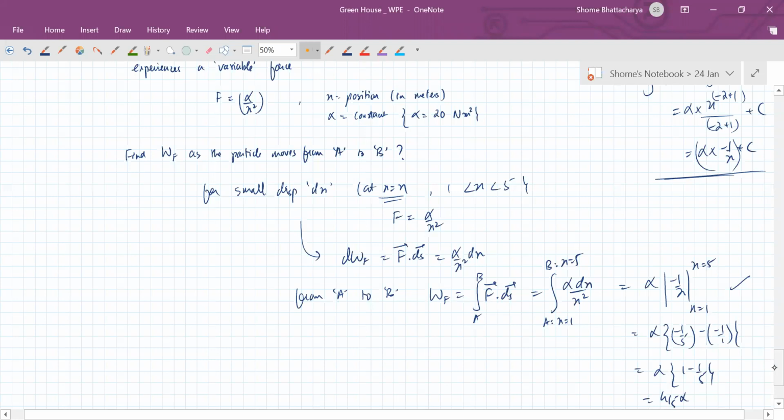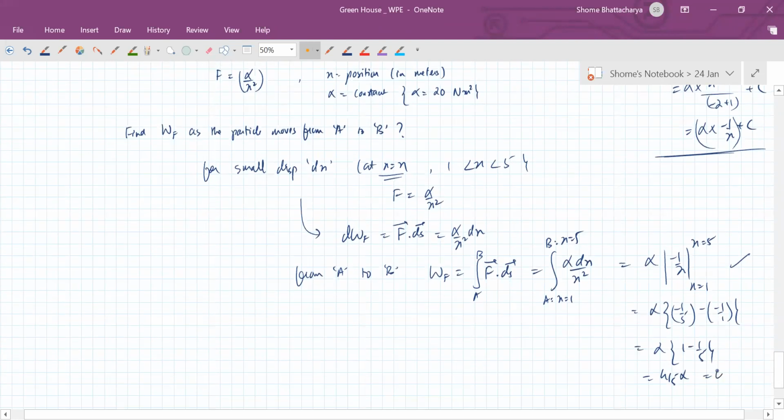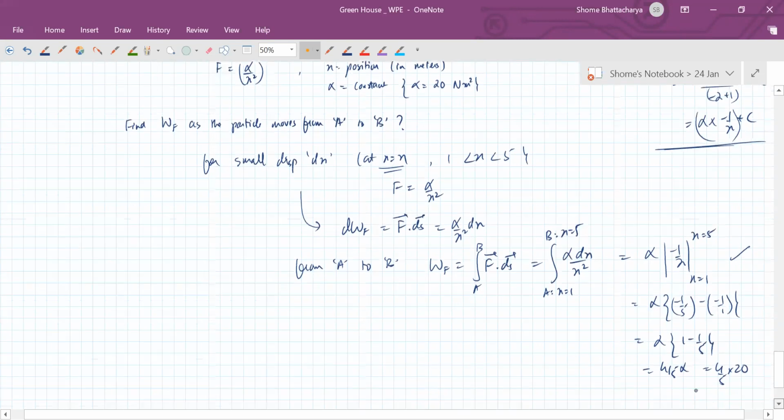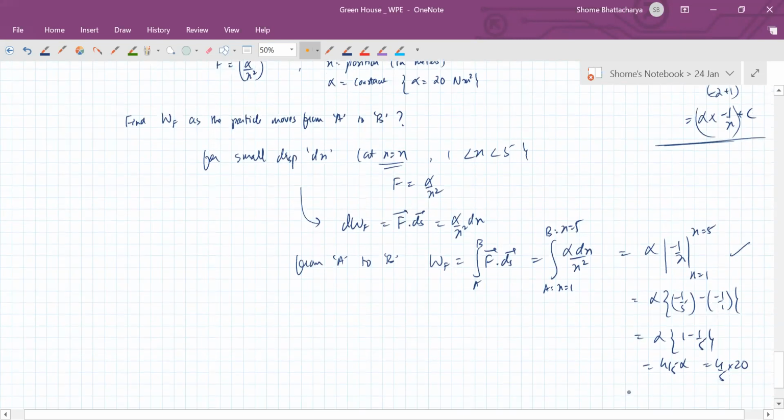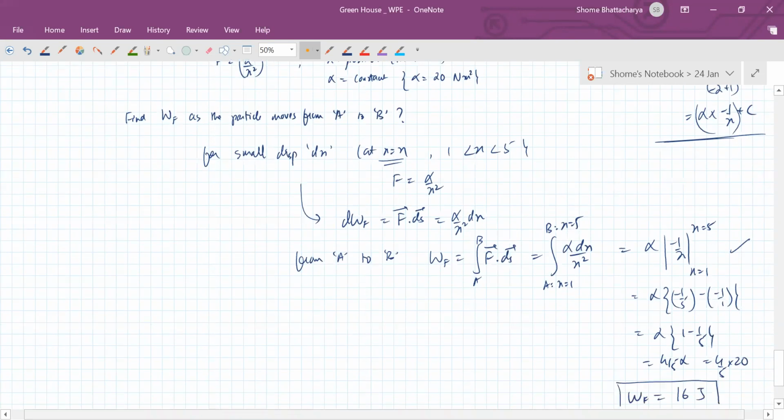Now alpha was 20. So 16 is the correct answer, and all of you got the correct answer. Those who have sent me the answer, each and every one of you got the correct answer. So that's very good. Yes, Vashisht, Jash. So 16 joule is the correct answer because everything is in SI unit. So the answer will also be in SI unit.